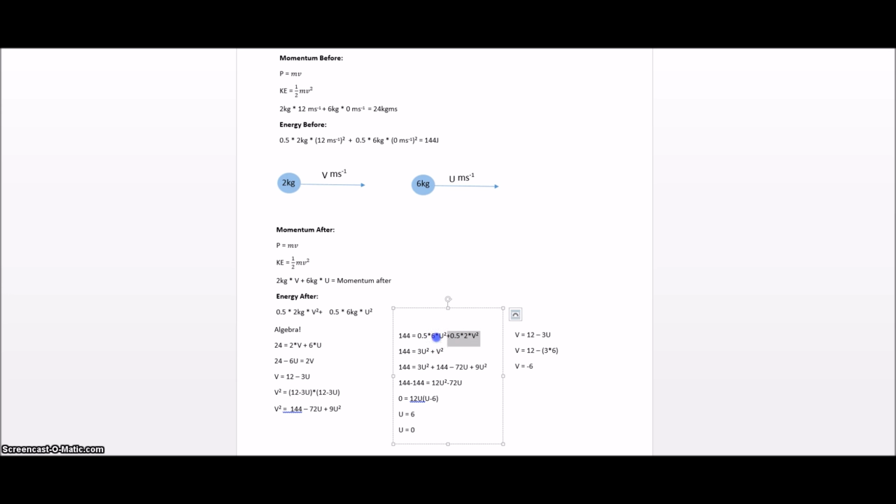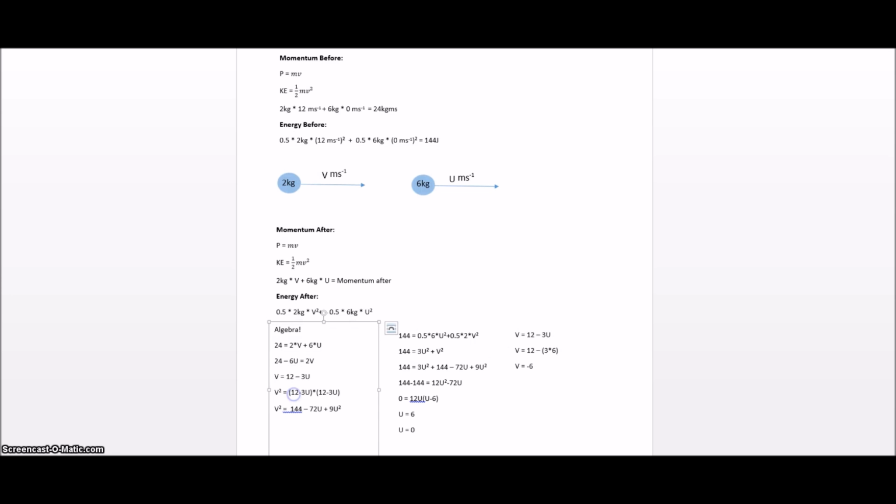Before we do that, we can take a look at this. Because we know it's elastic, we know that the energy after is equal to the energy before. So 144, as calculated, is equal to 1/2 times 2, which is 1 v squared, plus 1/2 times 6, which is 3u squared. And as I said, I want to be able to put this into here. So to do that, I'm going to square the v.